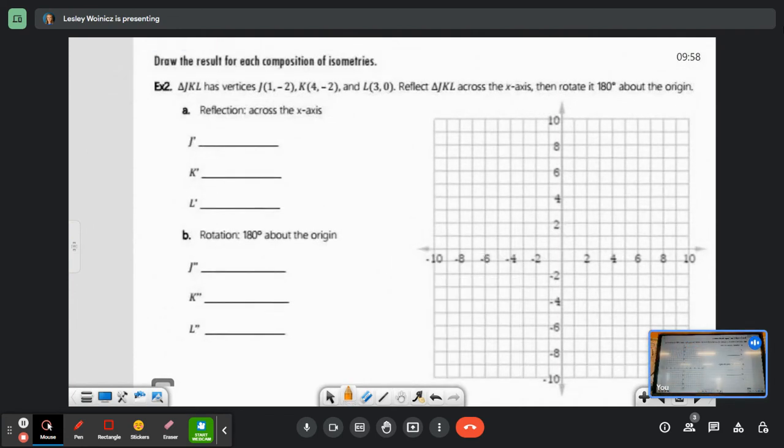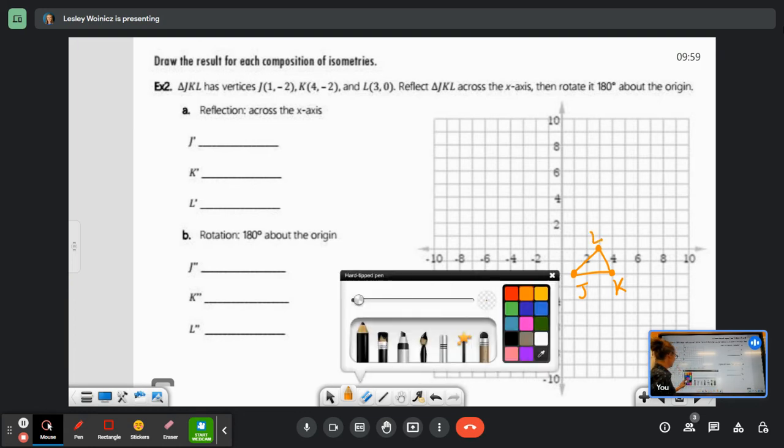Okay, so I've got triangle JKL with vertices J at 1, negative 2, K at 4, negative 2, and L at 3, 0. Okay, that's L. We're going to reflect that across the x-axis and then rotate it 180 degrees around the origin.